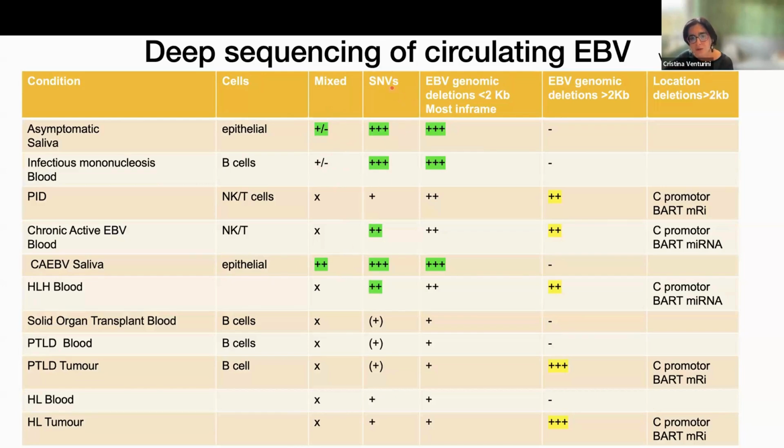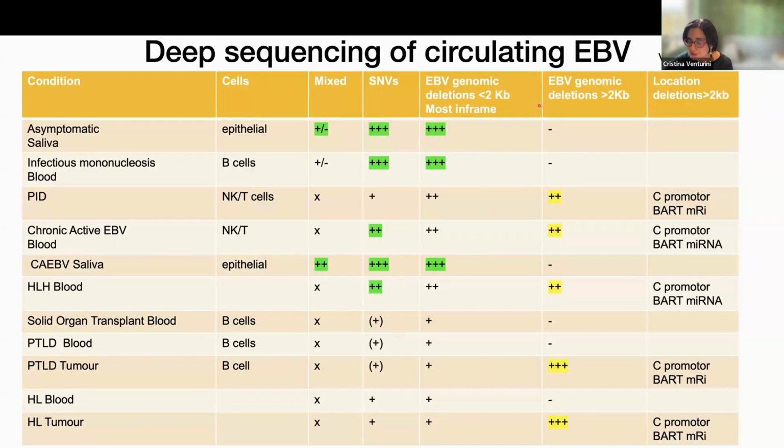When we look at the single nucleotide variants, these are present in various conditions, in both healthy and non-healthy, in the saliva, but also in the blood. But we see a lot fewer of these types of variants in the PTLD and in the solid organ transplant, probably due to the fact that EBV is clonal and not replicating in those cases.